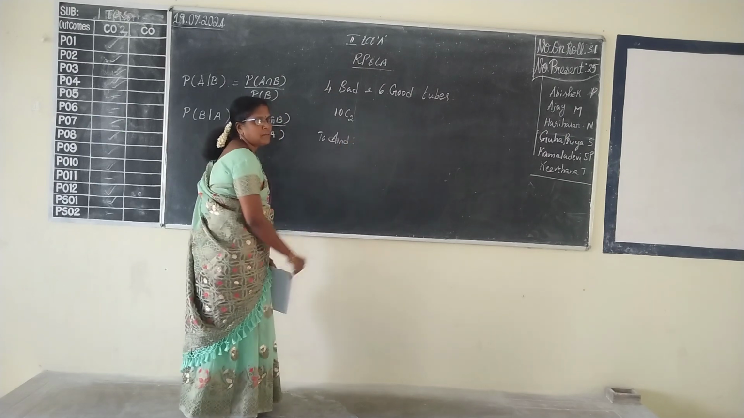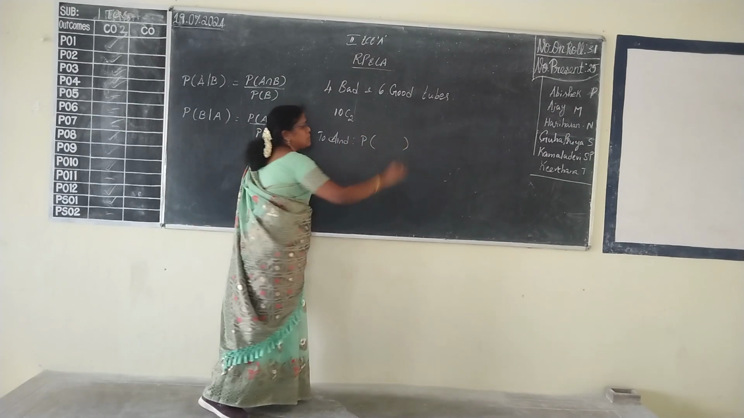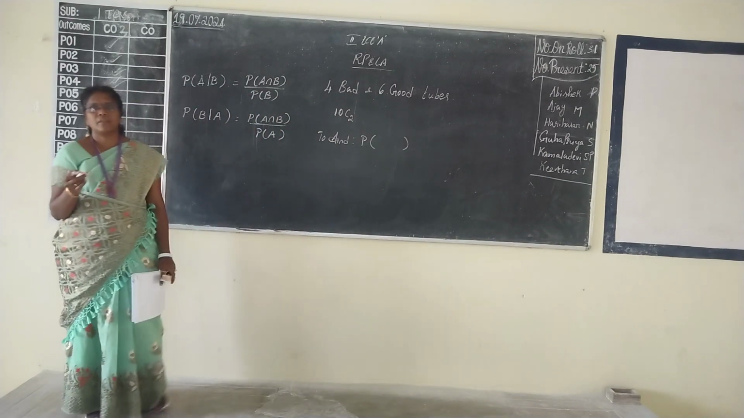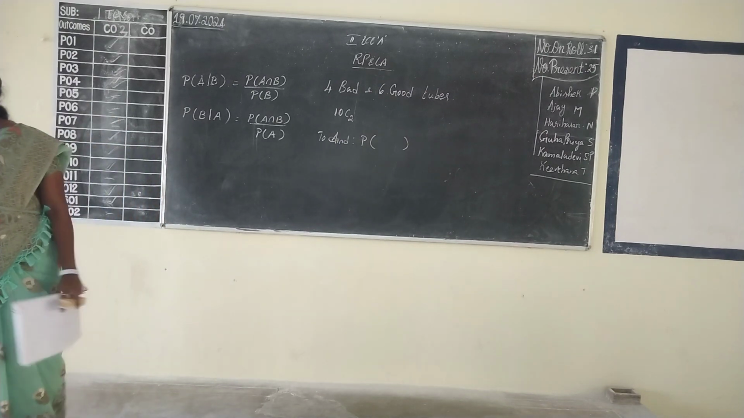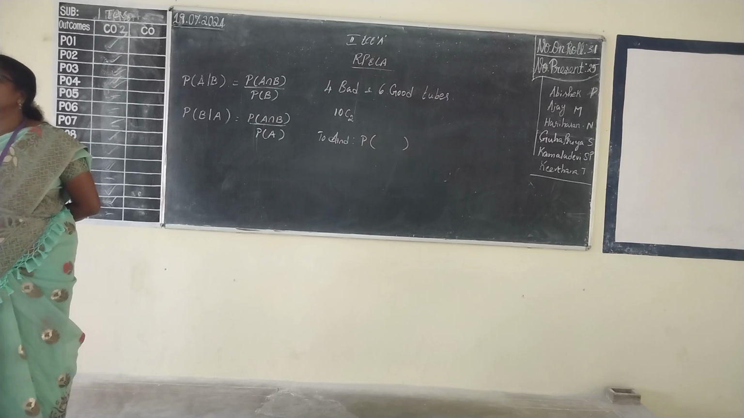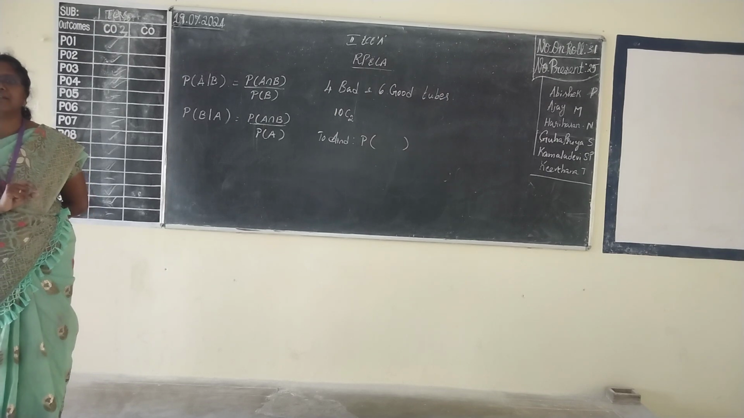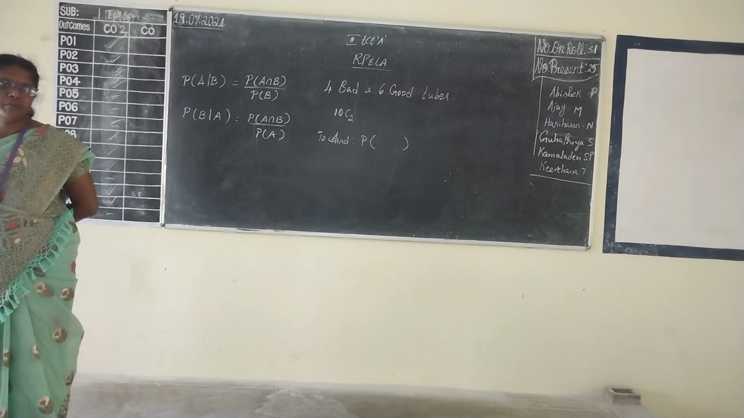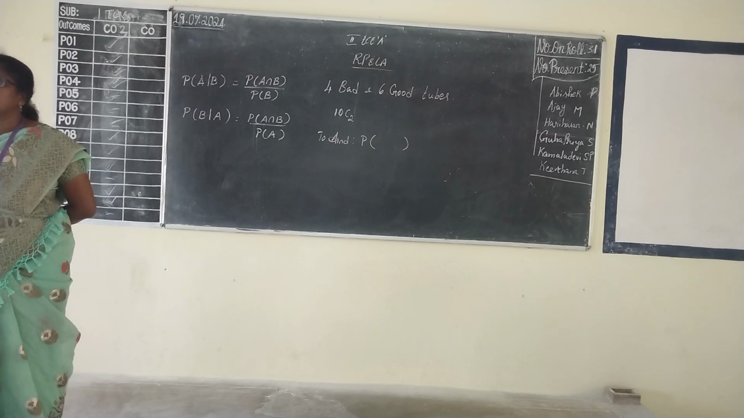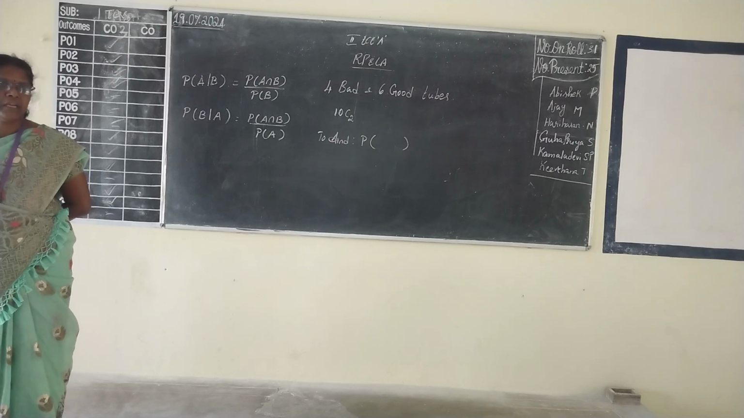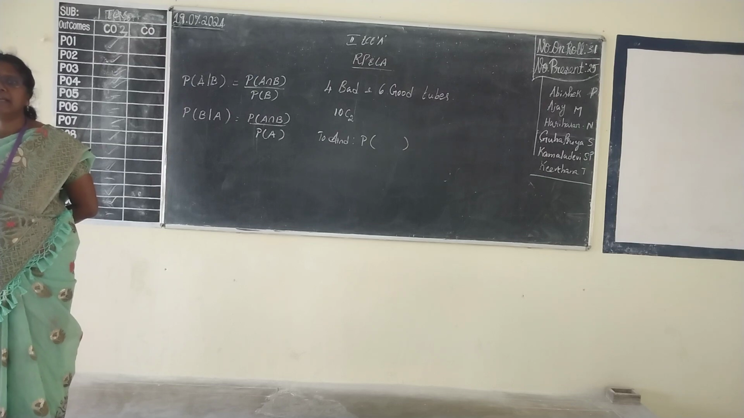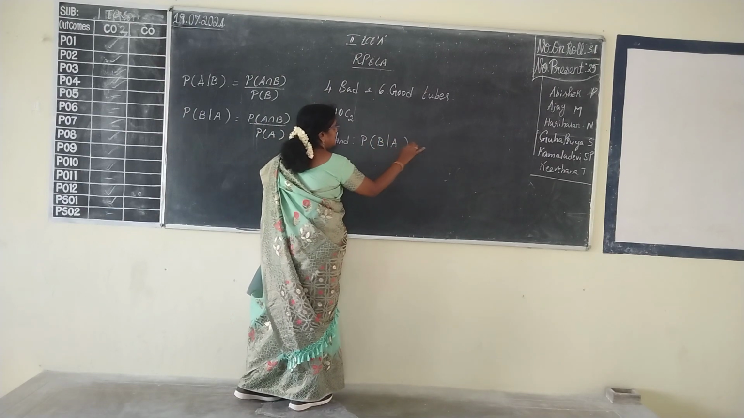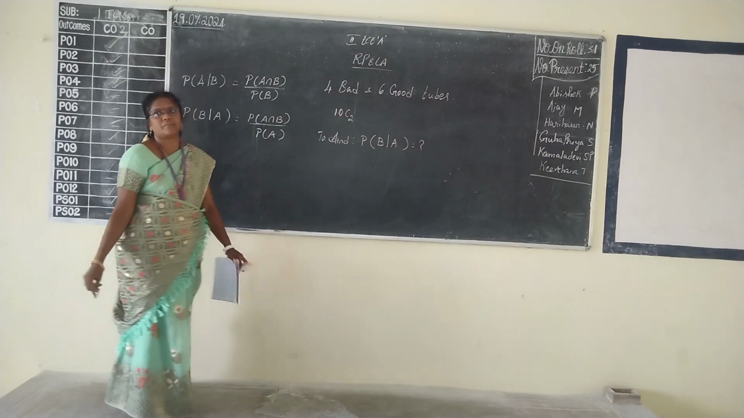To find: what you are supposed to find? Probability of, then, B given A or A given B? A is the first tube to be good. B is the second tube to be good. Here what is completed? The first one is completed. So A is completed. Based on that, you are going to find that B is also good. So what you are going to find? Probability of B given A. This is what you are supposed to find.